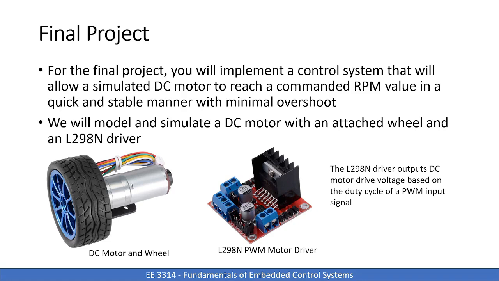Okay, so this will be based on actual real data. I'll be giving you some data that you can use to develop this model. It is based on measured data. What we're using is this DC motor and wheel that you see down here on the left, something you can buy on Amazon for a few bucks. It's not that much. And this L298N DC motor driver.